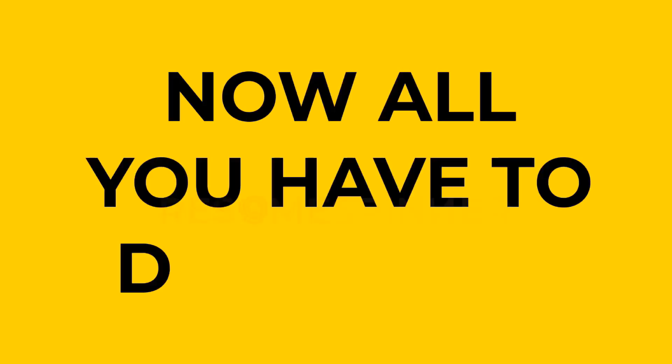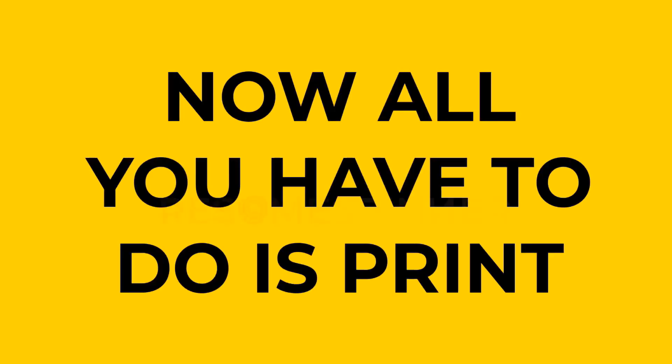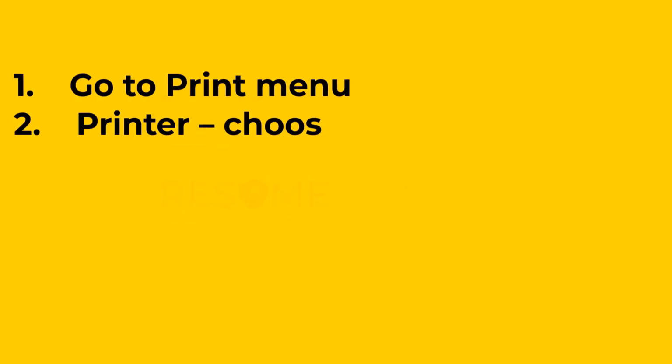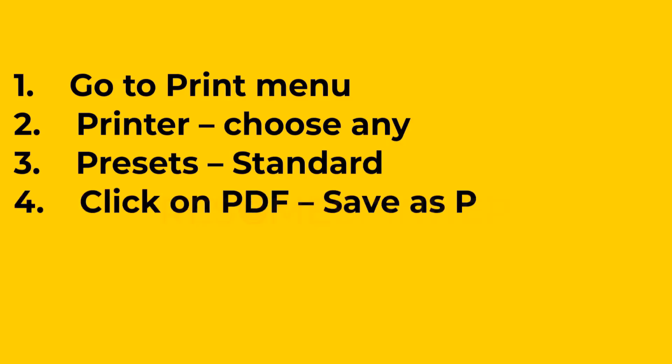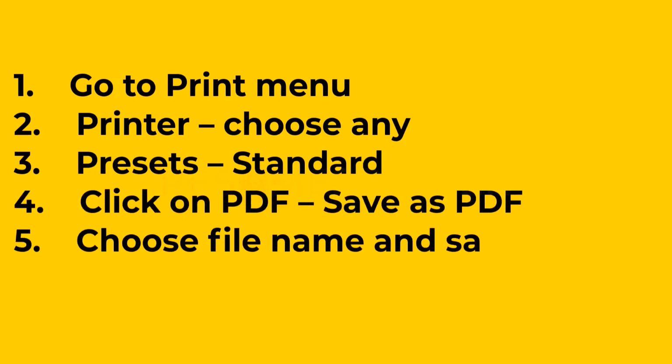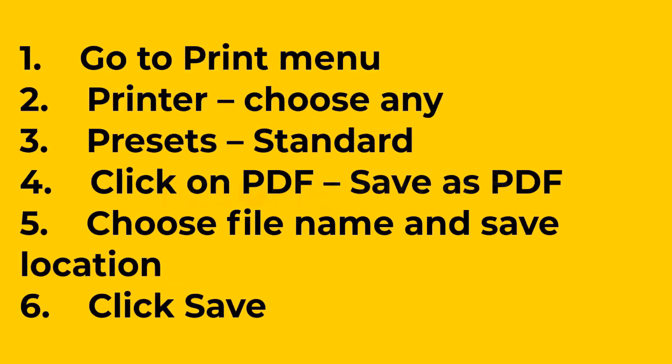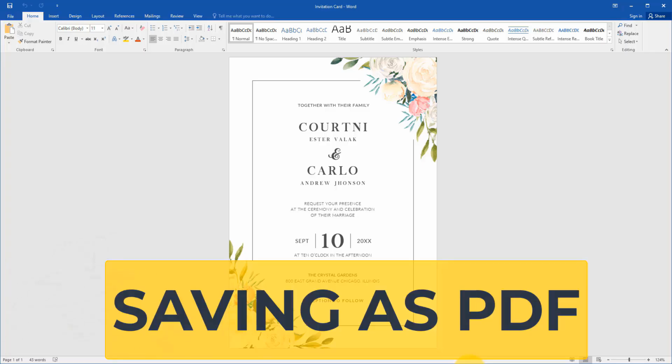Now all you have to do is print. 1. Go to Print menu. 2. Printer, choose any. 3. Presets, standard. 4. Click on PDF, save as PDF. 5. Choose file name and save location. 6. Click Save.